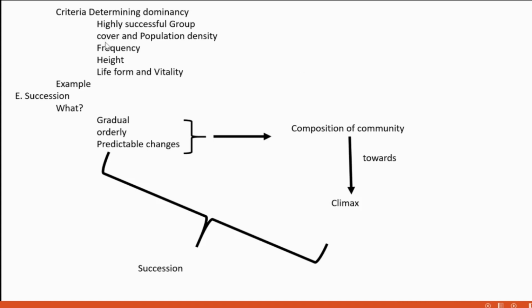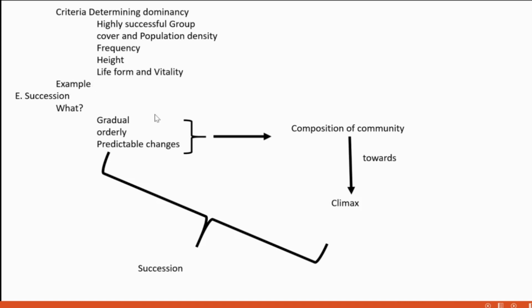And second point, its cover and population density should be more. And also the third one, its frequency should be high. It should be abundant. Height also should be more. And its life form and vitality should be more. Example is eucalyptus in hill forest.